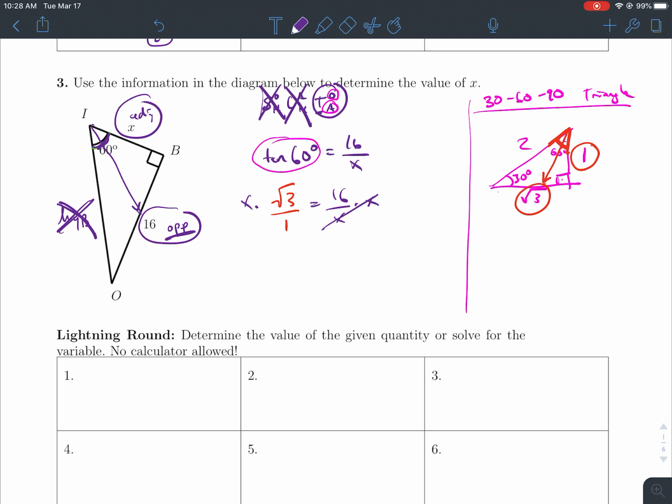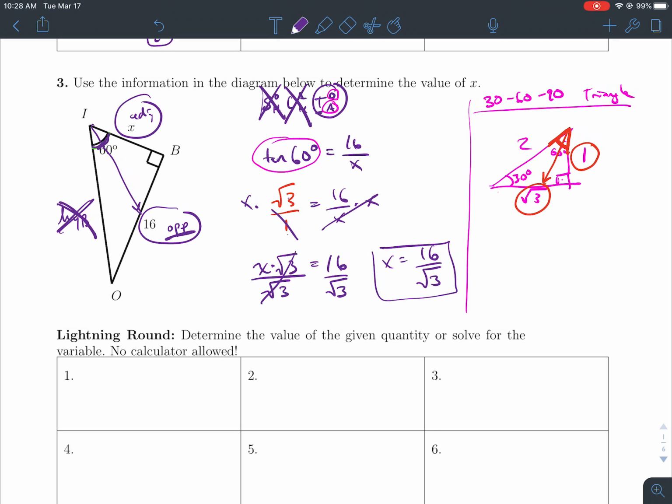Now we multiply by x on both sides. Square root of 3 over 1, well, division by 1 doesn't change anything, so we get x times the square root of 3 equals 16. And the last step to solve for x here is we had x times this, so we divide by square root of 3 on both sides, and that gives us x equals 16 over root 3.